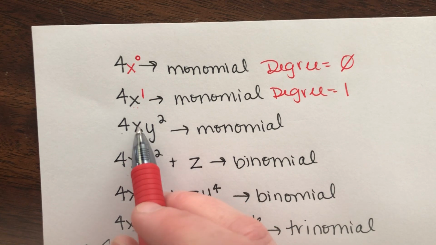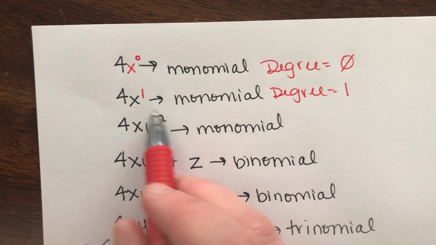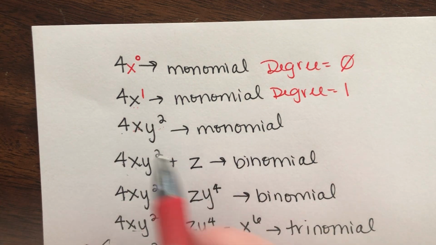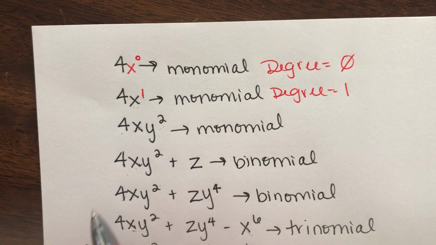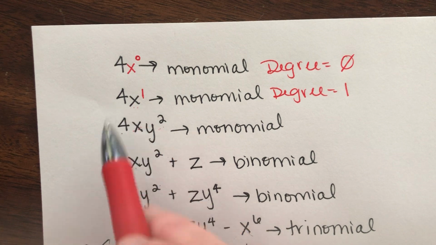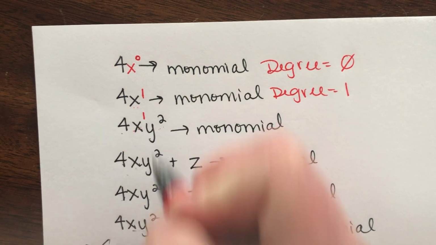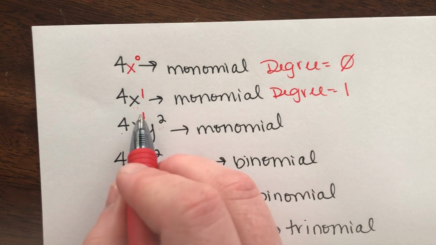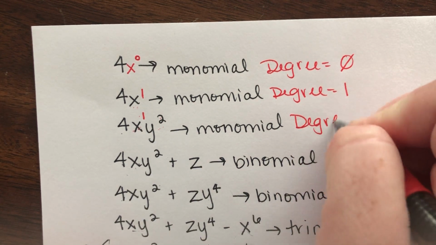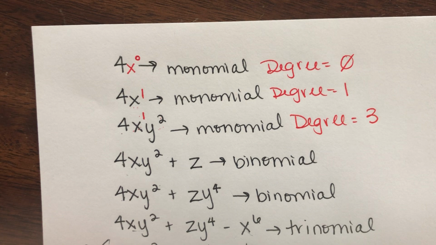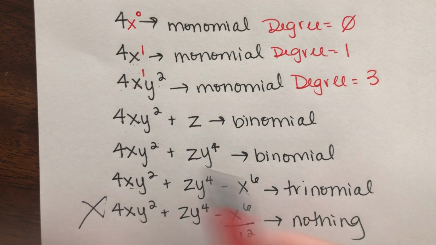Here, now we've got a couple variables, right? And it's still all one term. It's a monomial. It's one term. So we're going to add up all the exponents of the variables in one term. So this is x to the 1 power. This is y squared. 1 plus 2 is 3. So the degree of that term is 3. I hope that's making sense, okay?